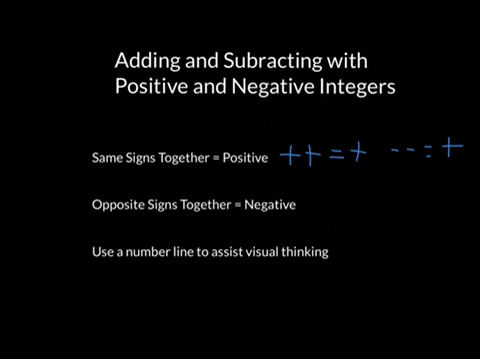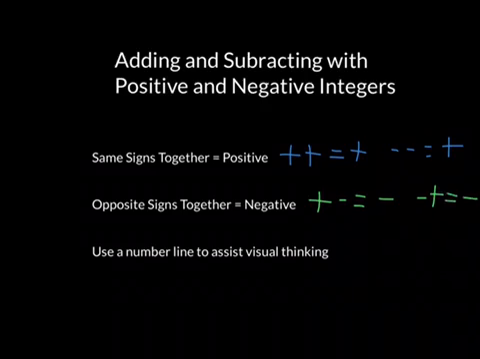If you have opposite signs together, so a positive and a negative, that equals a negative, or if that was flipped around the other way and you had a negative and a positive, that's equal to a negative.